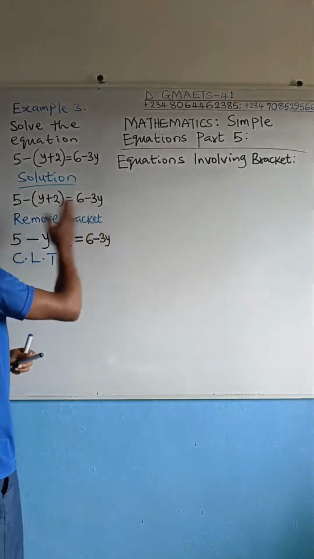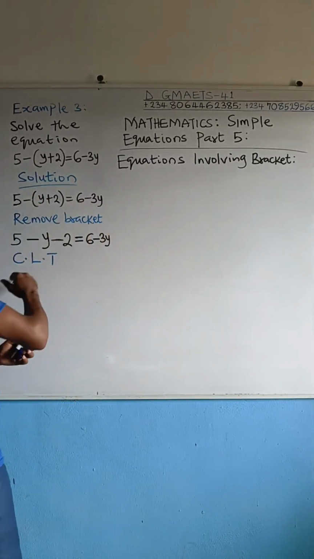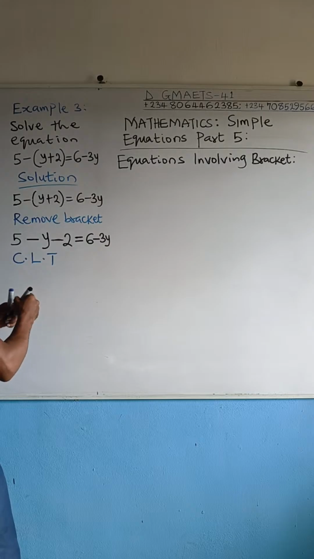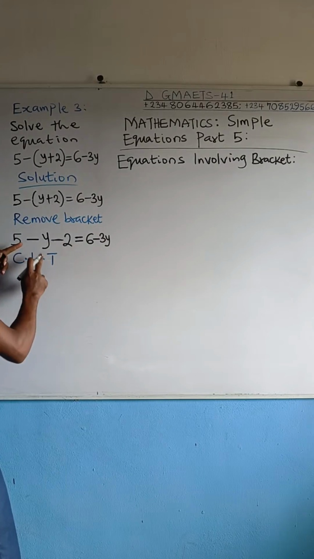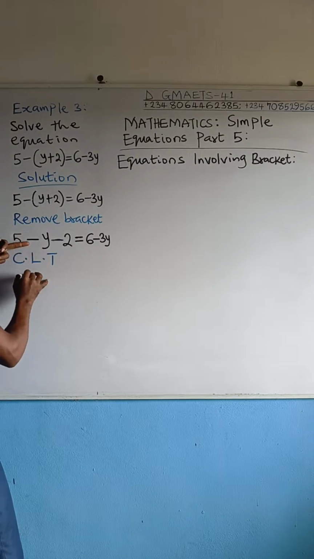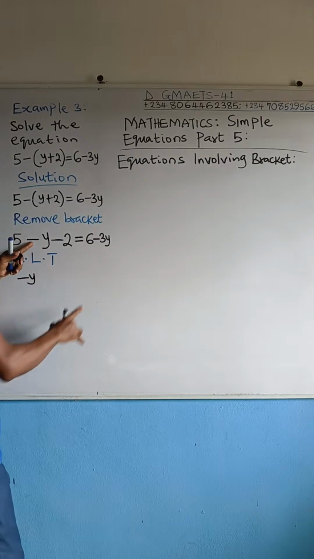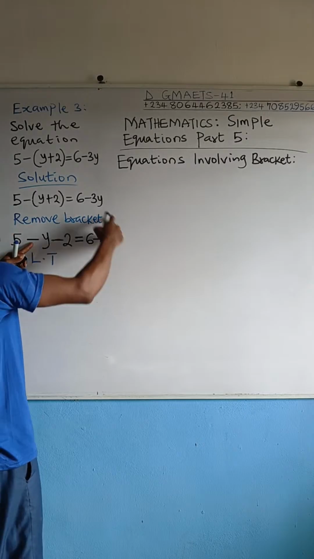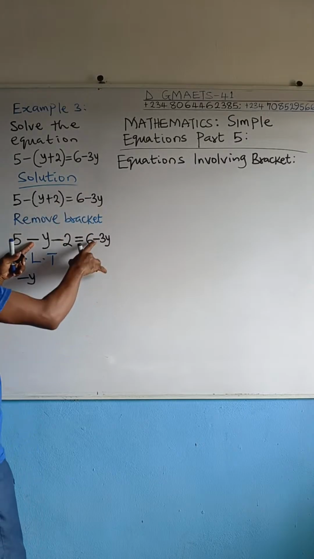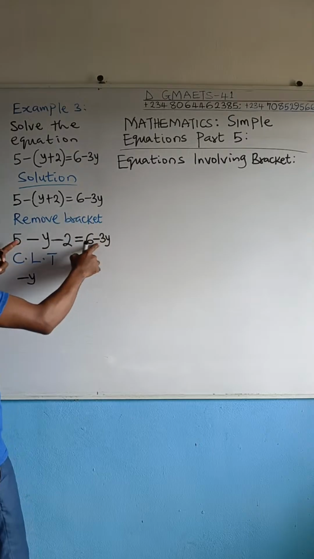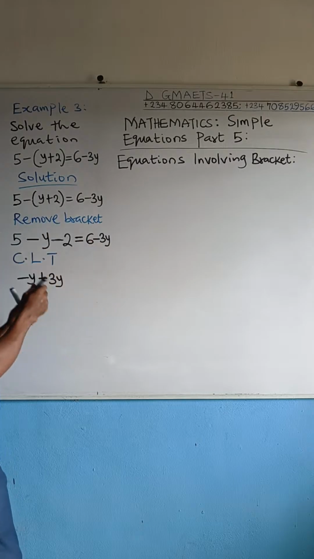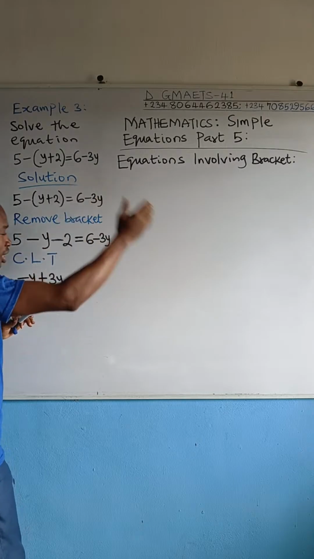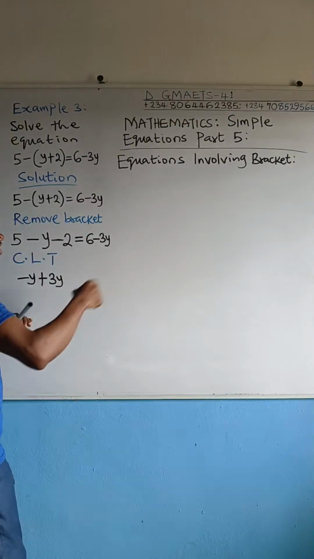I want to move all the alphabet to the left as usual and all the numbers to the right. So I will come to the left. Which alphabet do we have on the left already? That is minus y. So I will write minus y. This minus 3y will now come to the left-hand side. As minus 3y is crossing, the minus will change to plus, and then have plus 3y. Then I have collected the like terms of alphabets together.